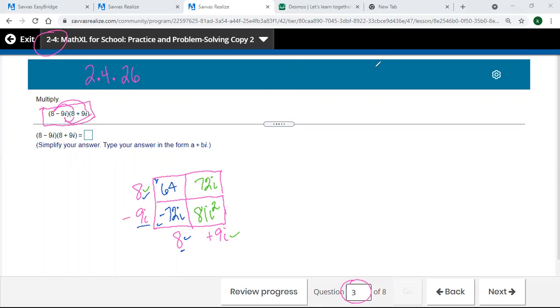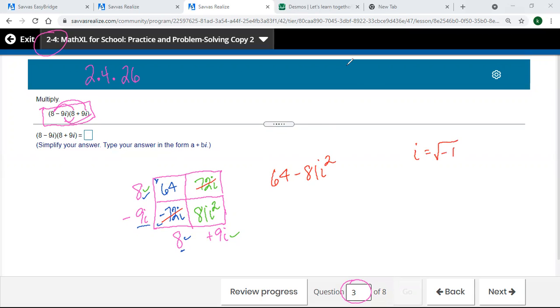Now, one thing that happens here that I noticed is these two are opposites of each other, so they're going to cancel each other out, simplify, reduce to 0, however you like to say that. And we're going to be left with the 64 minus 81 i squared.